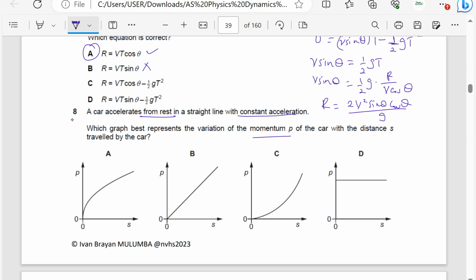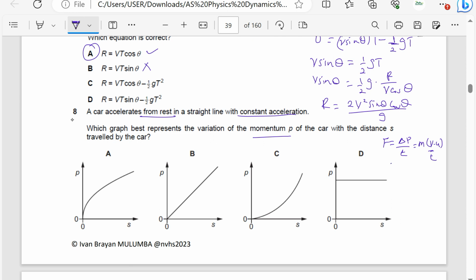I want you to recall that the resultant force is the rate of change of momentum, which can be m into (v minus u) divided by t, where (v minus u) divided by t is the acceleration. So for an acceleration, v must be increasing, so p must be increasing.